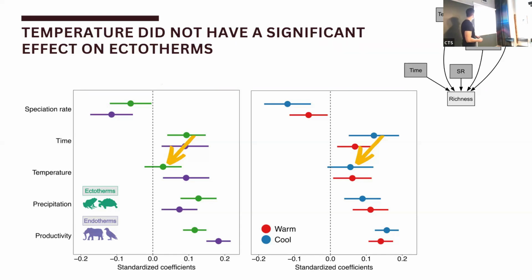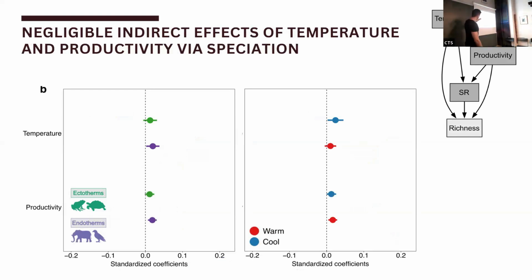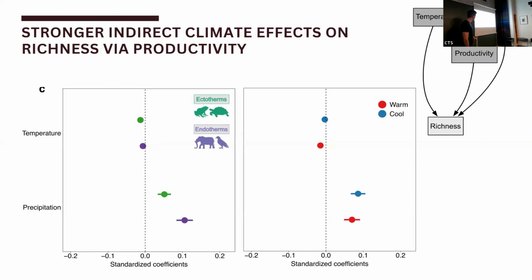Okay, so going further now, I'm going to show the indirect effects. First, the effects via speciation rates, and by temperature and productivity here, I mean these effects going through speciation rates. As you can see here, the effects mediated through speciation are quite weak, and particularly for ectotherms, temperature doesn't go through speciation rates, which also does not support the metabolic predictions. And here maybe we can see that the indirect effects of precipitation mediated through productivity were, I would say, to some extent strong.